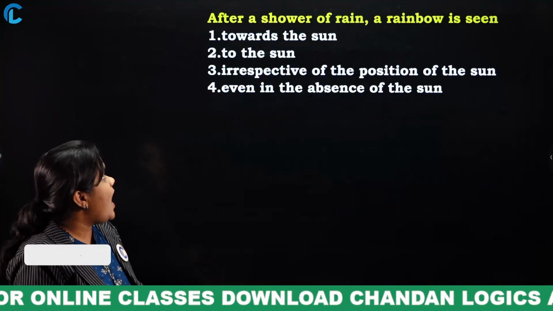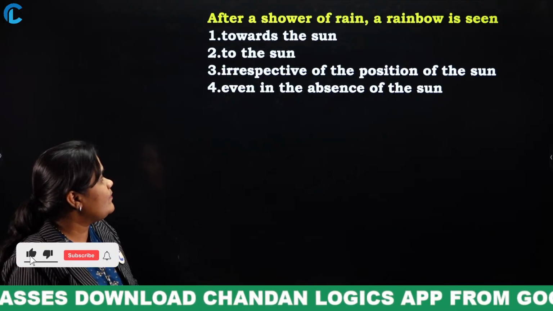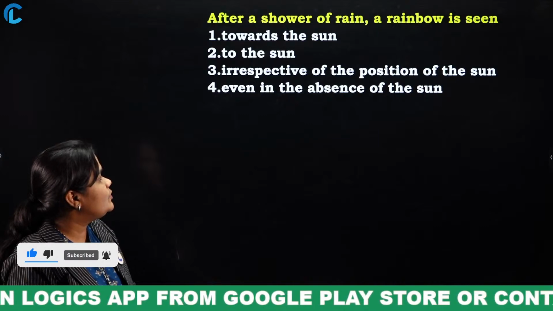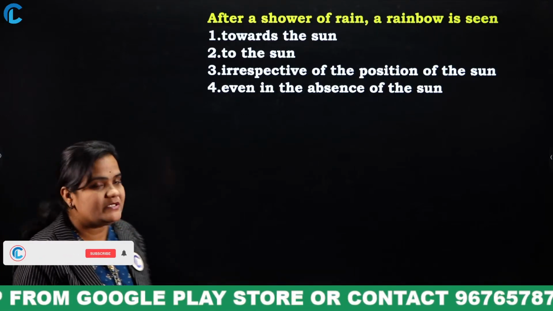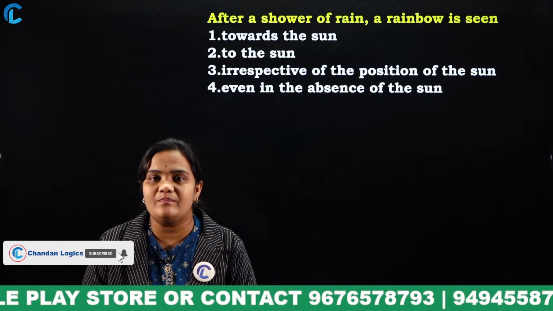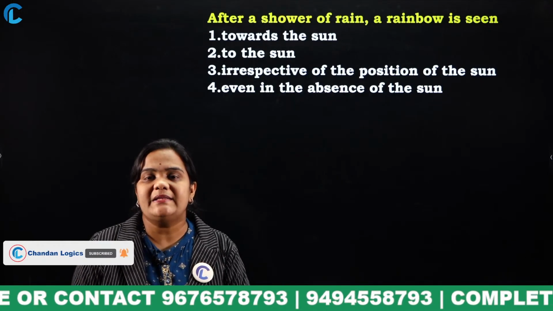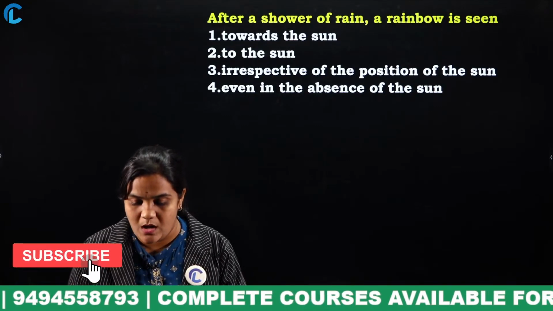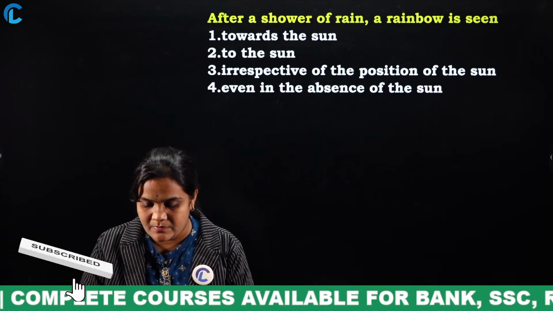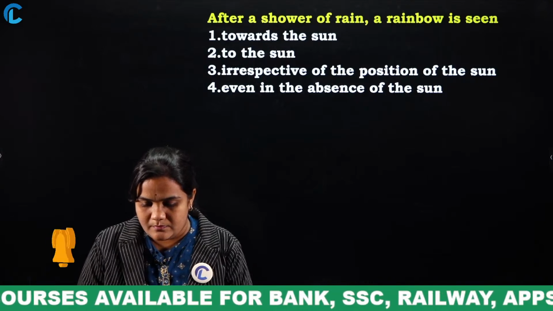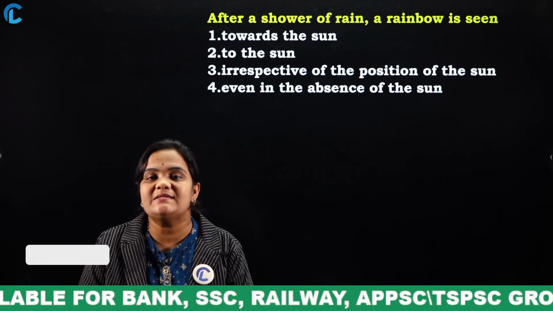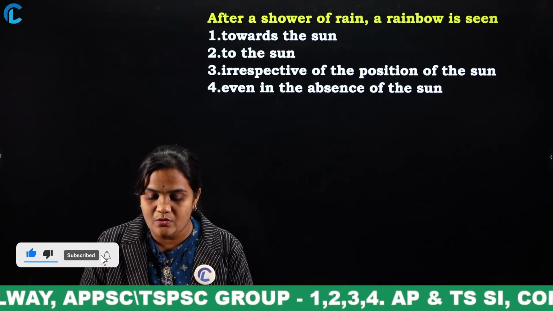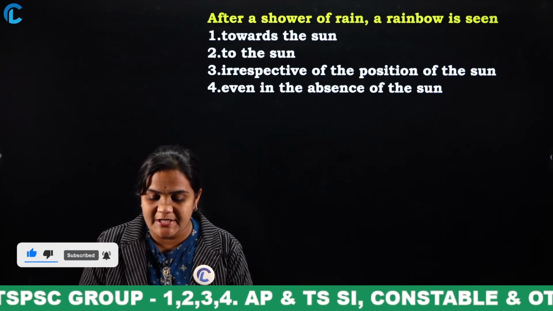Next. After a shower of rain, a rainbow is seen opposite to the sun, irrespective of the position of the sun, even in the absence of the sun. Okay. When we observe after a rainfall, the rainbow appears. What is the reason for the appearance of that rainbow? Come on, everyone has to get the answer. Please mention the answer in the comment section. Whether you know the answer or not, mention it in the comment section.